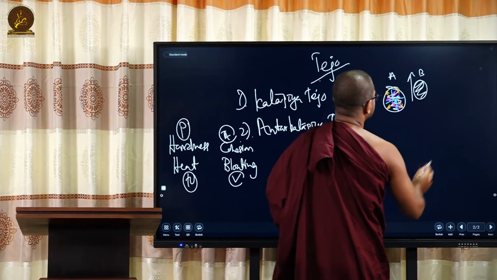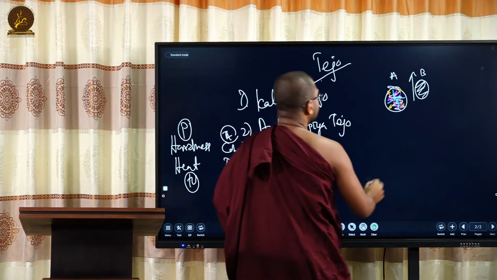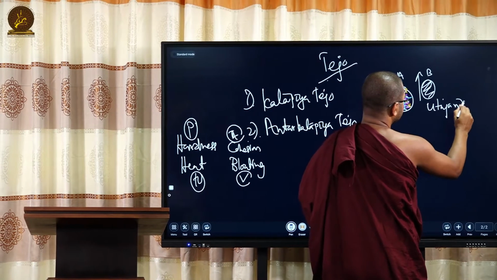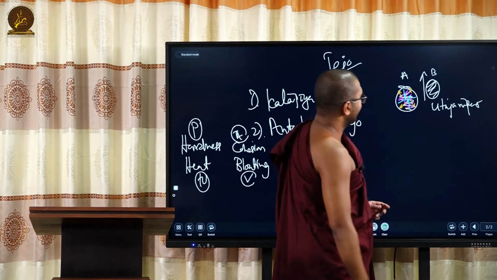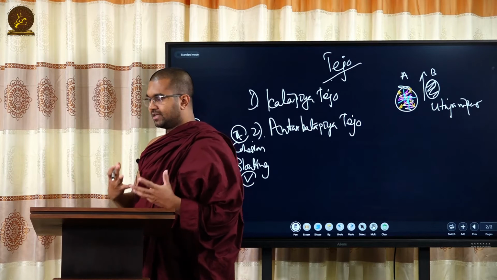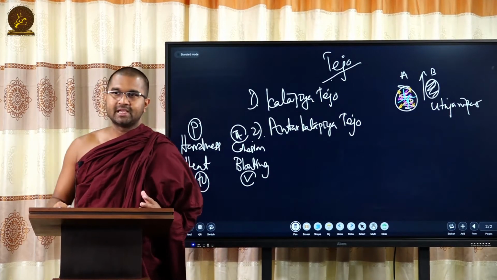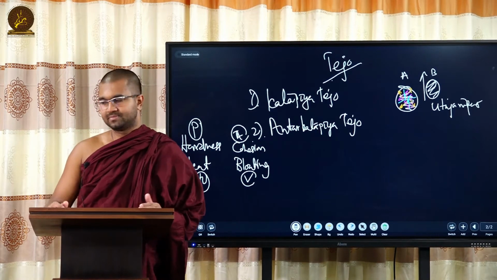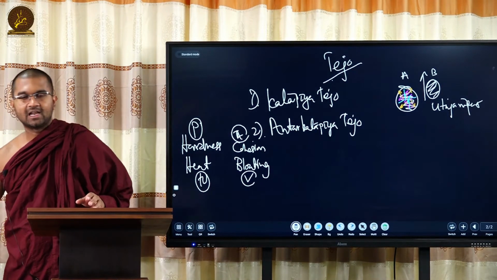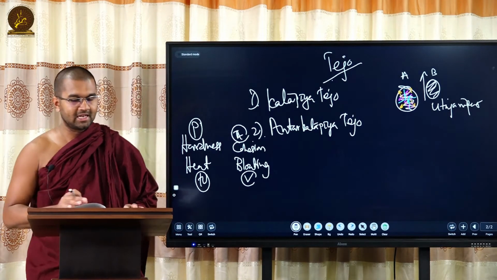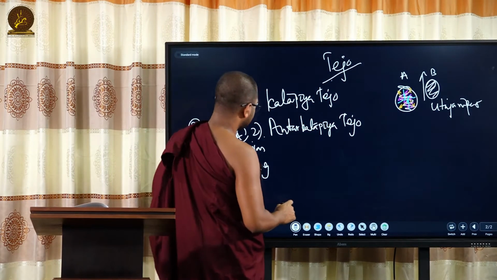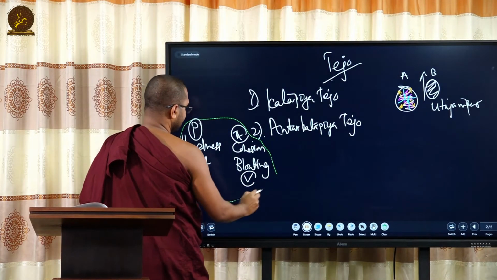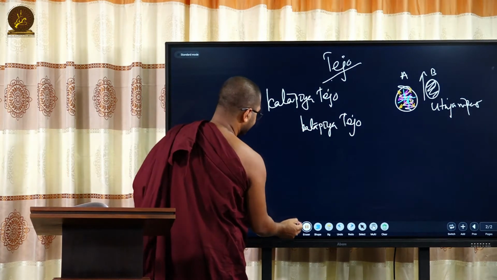So these rupas created by Tejo of another kalapa are called Utuja rupas. Tejo has a few functions. It supports the remaining elements, it strengthens the remaining elements, and it also causes new rupas to appear. That is the functioning of Tejo within a kalapa. Then we come to Antarakalapiya Tejo, the Tejo that exists between the kalapas.